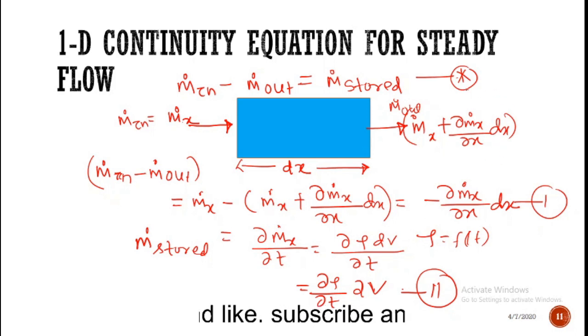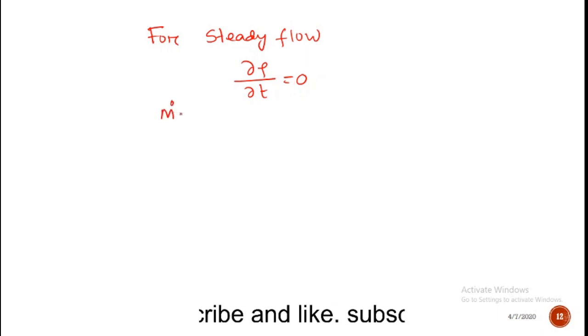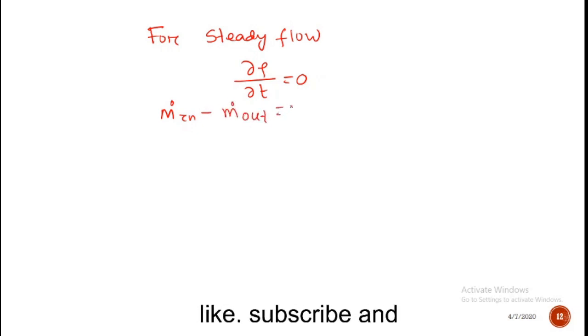Here I have written this is the one-dimensional continuity equation for steady flow, and for steady flow this d rho by dt will be equal to 0. Now if you use the conservation of mass equation, m dot in minus m dot out will be equal to the m dot stored.